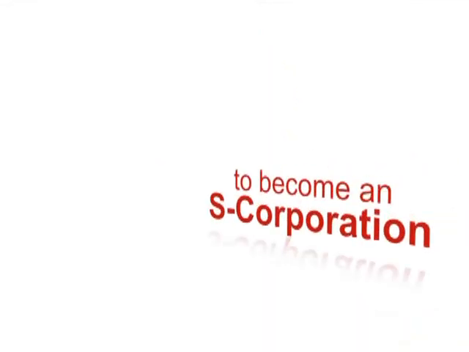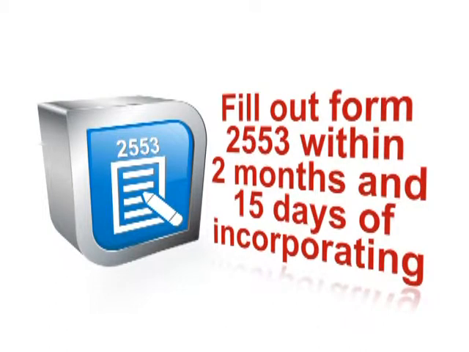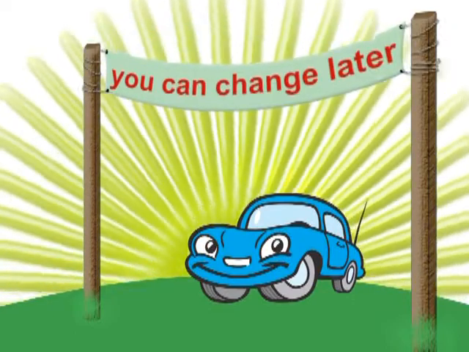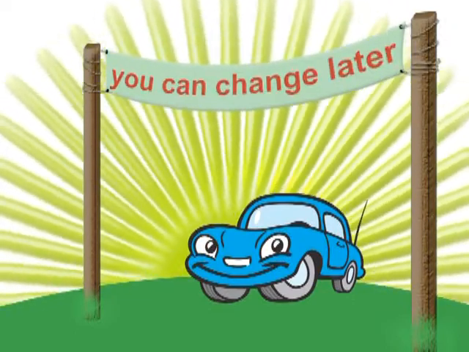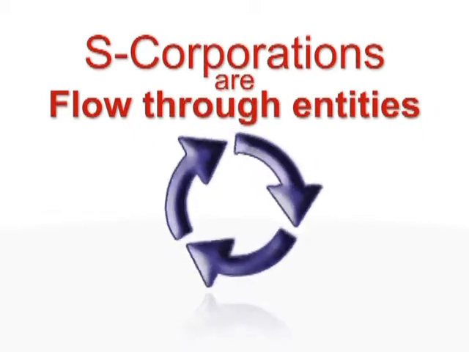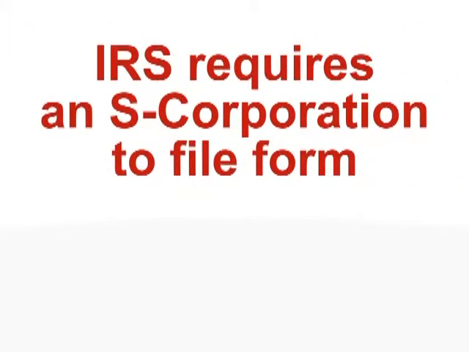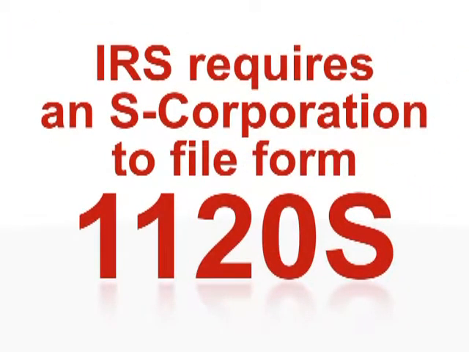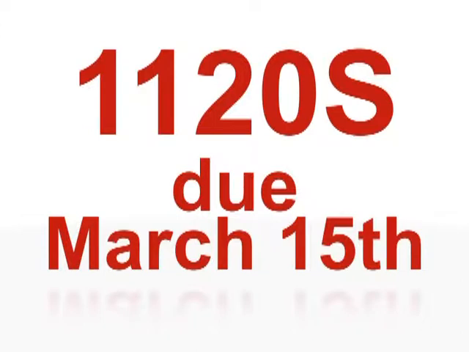Because a small business owner's success is directly tied to a company's success, many owners choose to become S corporations. To become an S corporation, you must fill out IRS Form 2553 within 2 months and 15 days of incorporating. You can make the change later, but it's much easier to become an S corporation right from the start. Like a partnership, an S corporation is a flow-through entity. The form that the IRS requires from an S corporation entity is called the 1120-S. The 1120-S is due on March 15th.